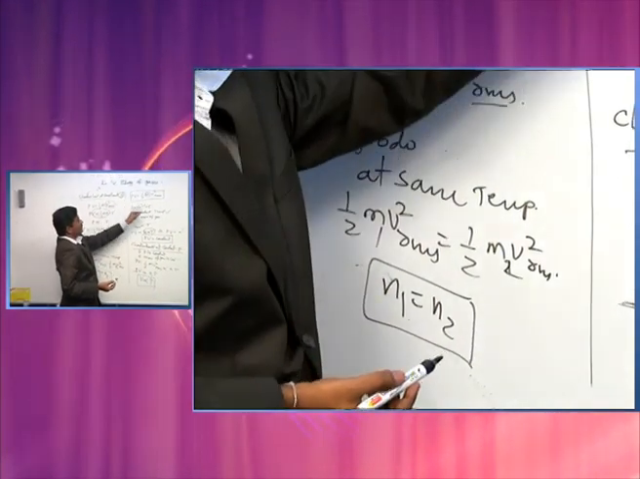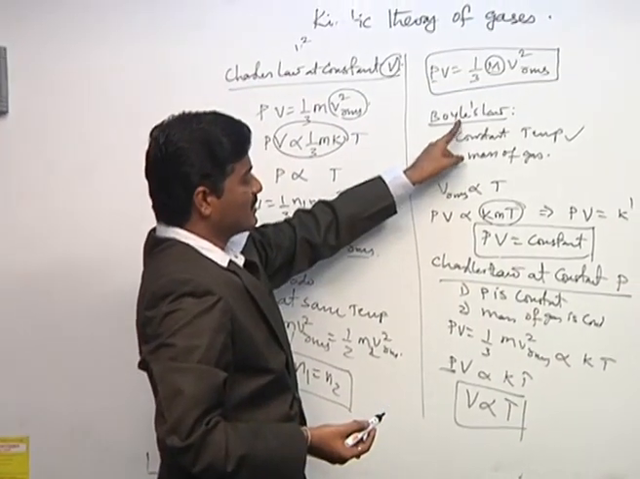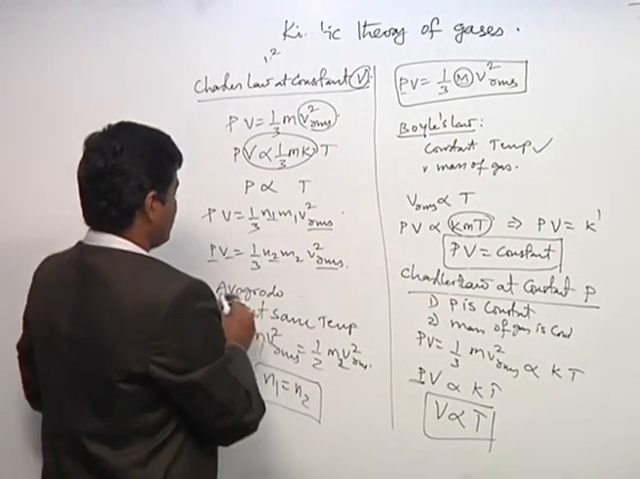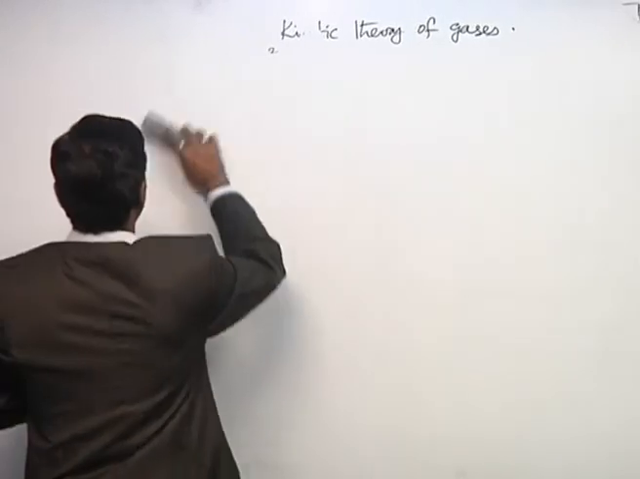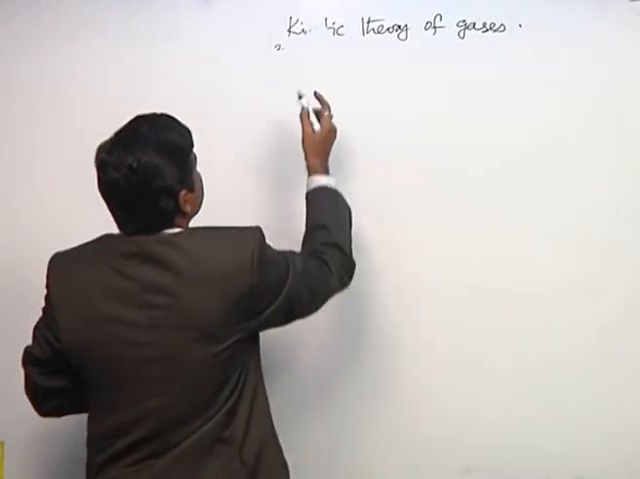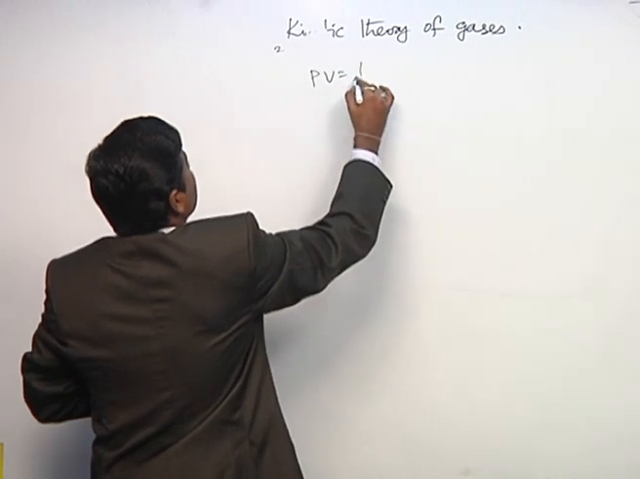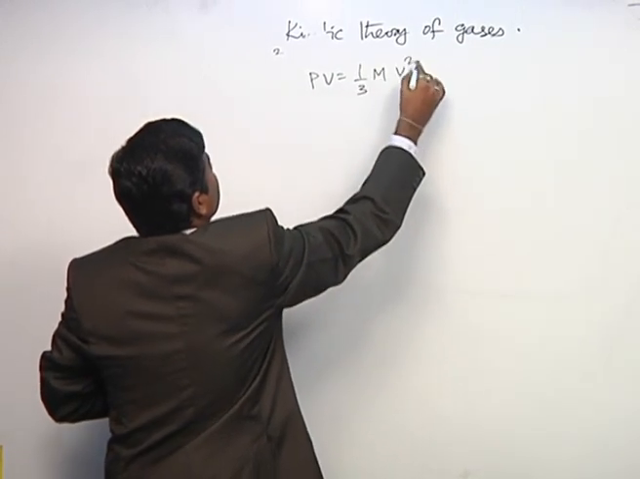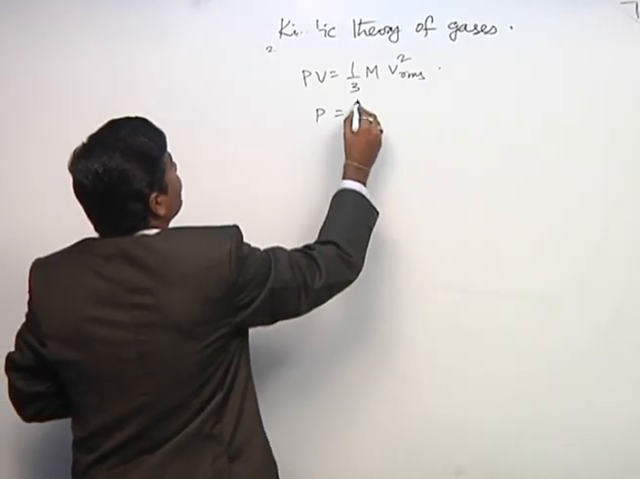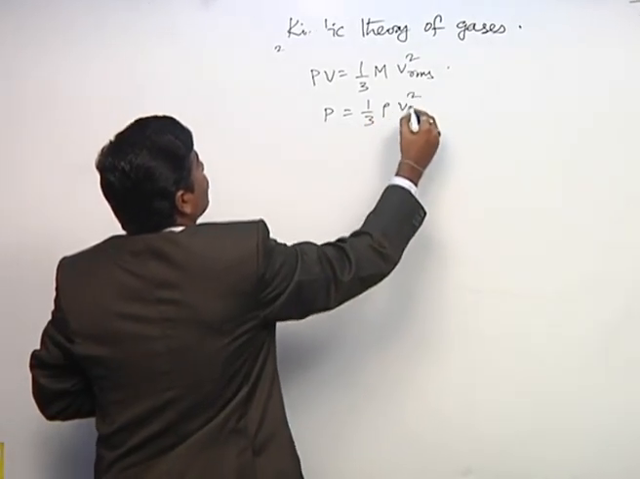So from the kinetic theory of gases, we derived the basic laws. One is Boyle's law, Charles law at constant pressure, Charles law at constant volume, and Avogadro's law. See, so what we discussed from this pressure exerted is PV is equal to 1 by 3 m N V square RMS. Another form here: P is equal to 1 by 3 rho V square RMS.